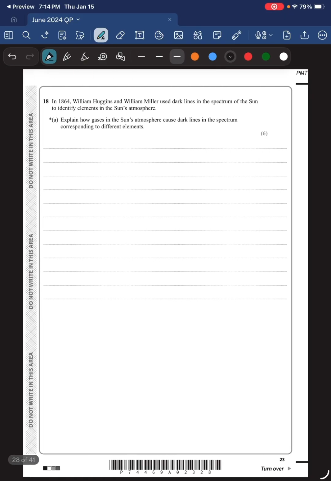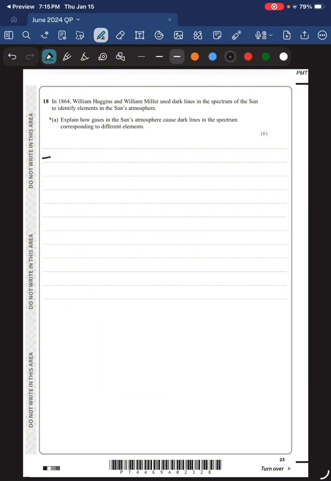So, moving on to question 18. This is a question that if it appears in an international exam, it will be at the AS level. I think unit 1 goes over the photoelectric effect. But it's irrelevant to units 4 and 5 from the international exam. So in 1864, William Huggins and William Miller used dark lines in the spectrum of the sun to identify elements in the sun's atmosphere. Explain how gases in the sun's atmosphere cause dark lines in the spectrum corresponding to different elements.